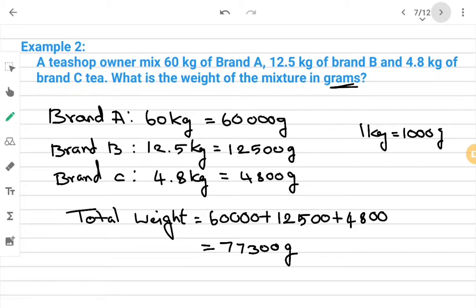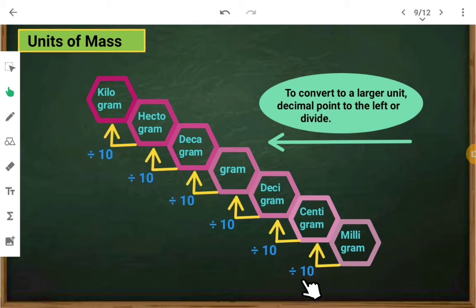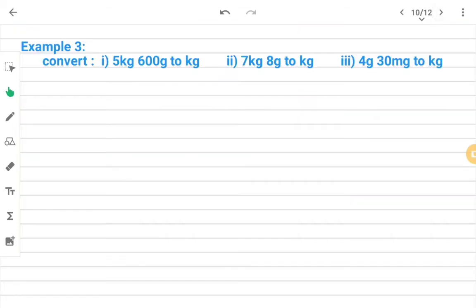While we are moving from a smaller unit to a larger unit, you have to divide by 10 for each step, right? Don't forget this conversion. Now we'll see an example for this. First one is 5 kilogram 600 gram to kilogram. A lower unit to a larger unit, that is, smaller unit to larger unit.